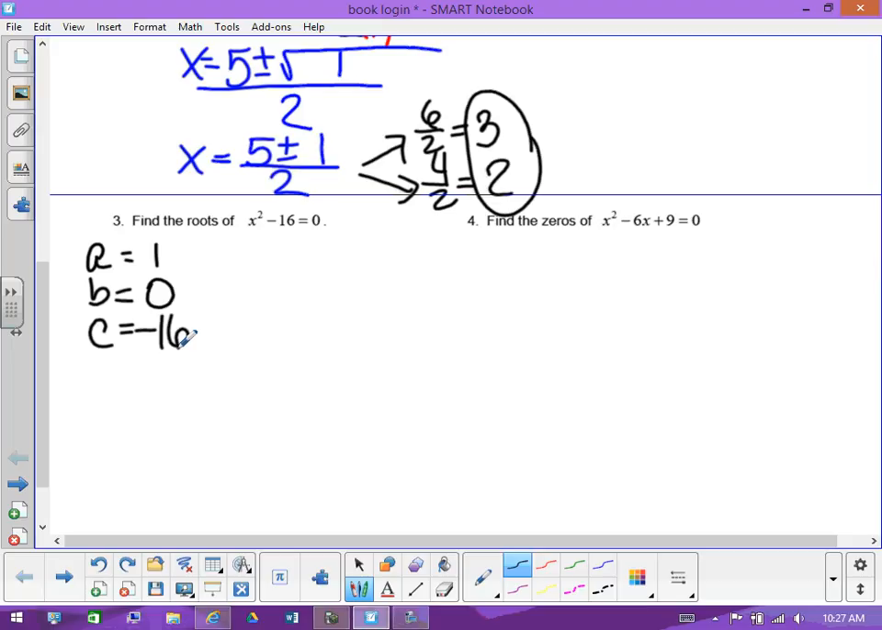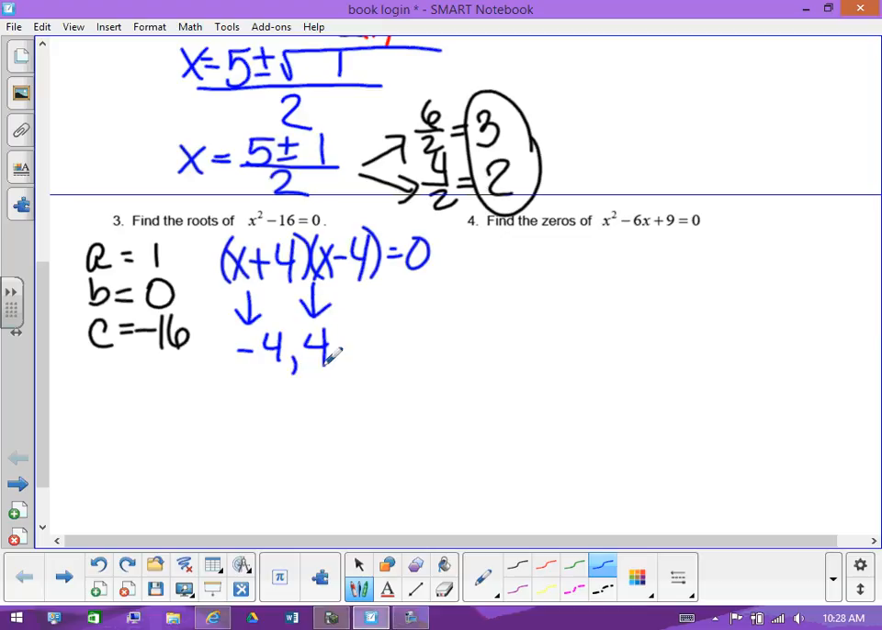That's not the easy way. Isn't this 16 a perfect square? So, let's factor it. I just wanted you to see that B is 0 here. X and X, plus and minus. What's the square root of 16? It's 4 and negative 4. So, what makes the first one 0? Negative 4. What makes the second one 0? Positive 4. There's my answers.